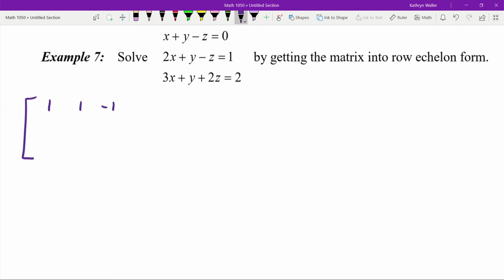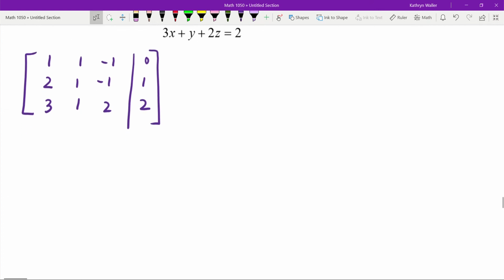1, 1, negative 1, solid line 0. Underneath, 2, 1, negative 1, 1. Underneath, 3, 1, 2, 2. The first thing I need is a 0 right here. Use the 1. Turn it into a negative 2 and add them together.